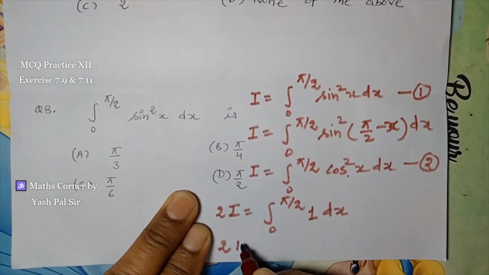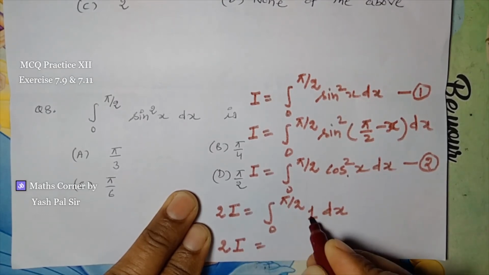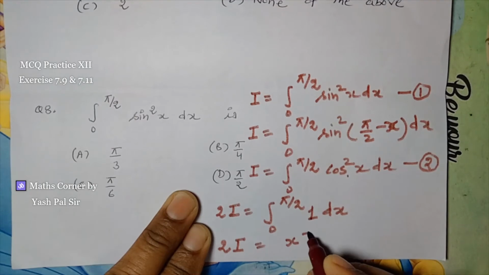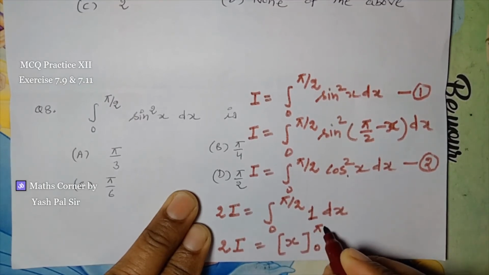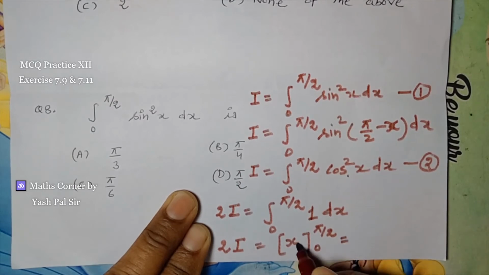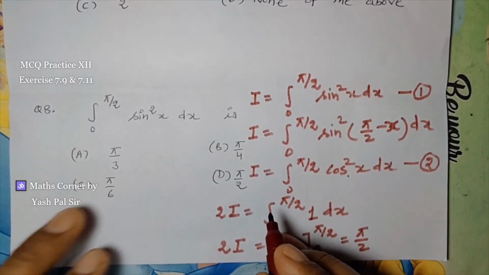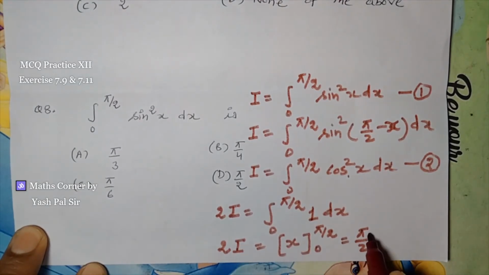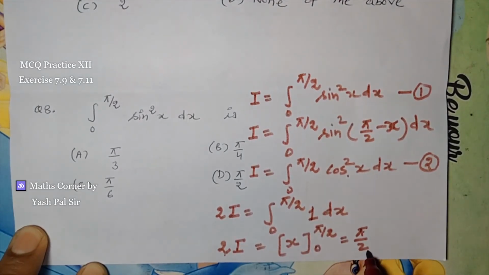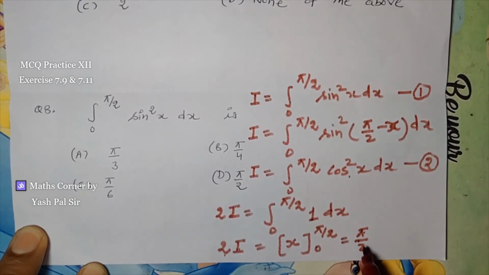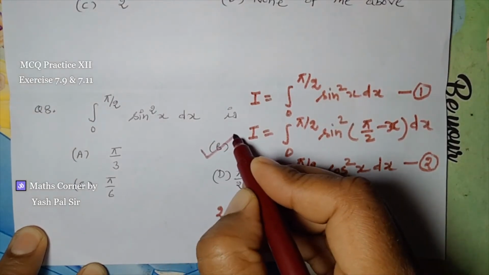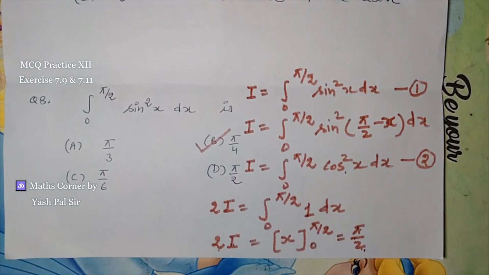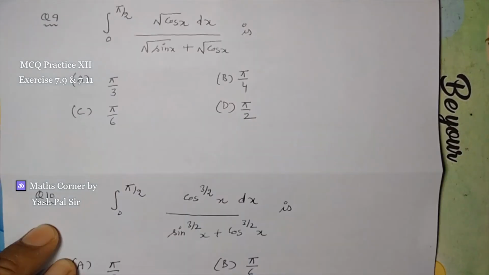Now we say 2I is equal to integration of 1 is x, lower limit is 0, upper limit is pi by 2, so the right hand side becomes pi by 2 minus 0. So what is the conclusion? I is equal to, 2 will be divided, pi by 4, so I is equal to pi by 4. Option number B is the right choice to this question.